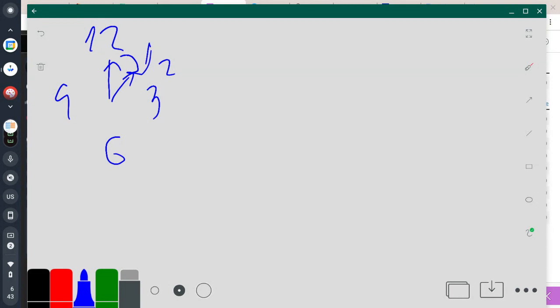Well, these days, with the electronics and everything, the second hand is not ticking. It moves very smoothly, right? And if you think about it, time is a continuum. It's smooth. In other words, time is not a discrete thing.